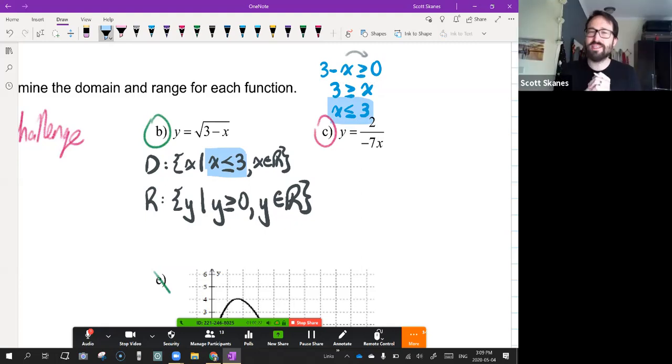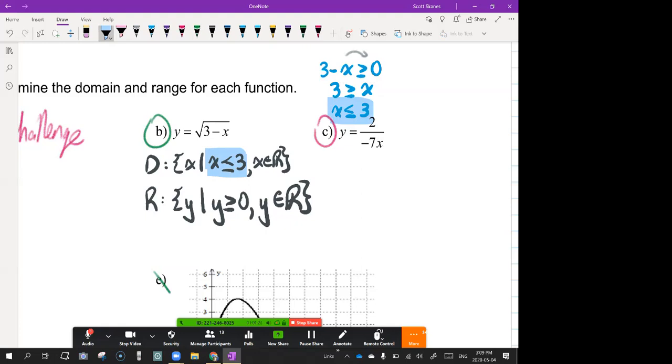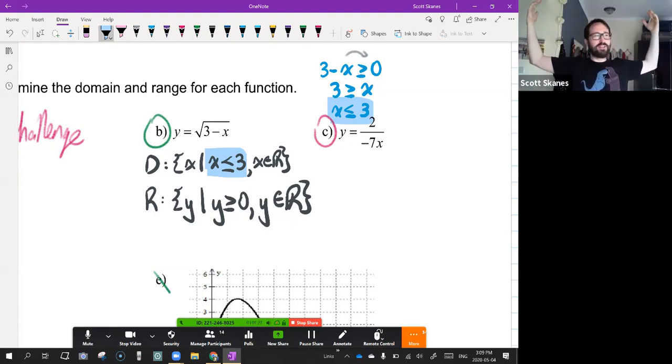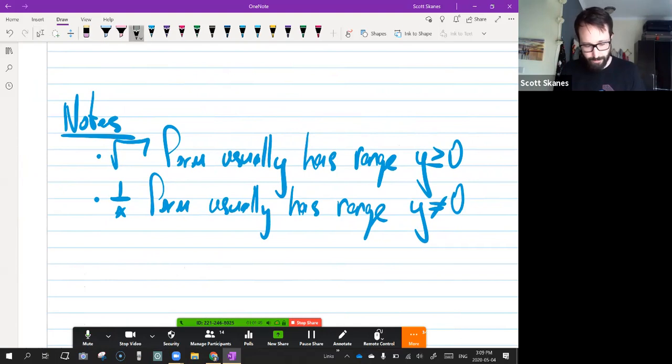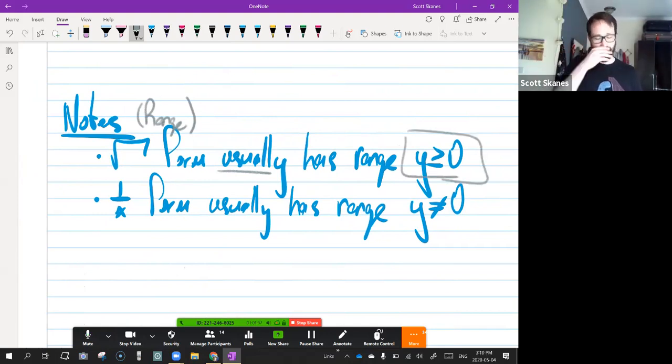Okay, let me give you my cheat sheet. Are you ready for this? Sir, just give me the answer in 5 seconds or less. Fine. You can do this, but I'll give you my quickest answers. First of all, this is for range. This is notes on range. The square root form, which is any root, usually has range y greater than or equal to 0. The 1 over x form usually has range y cannot be 0.